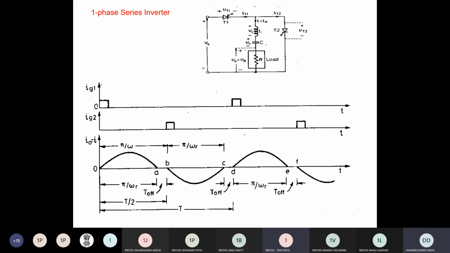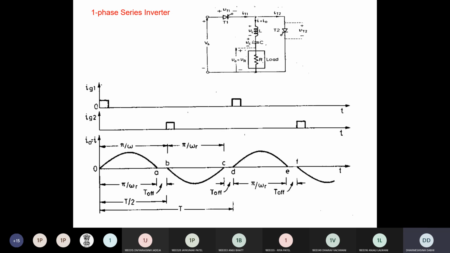Sir, it is the equivalent representation of T by 2? No, it is not T by 2, it is pi divided by omega. See, this frequency depends upon the values of L and C. Clear? This is called the ringing frequency, at which the circuit is under resonance condition.